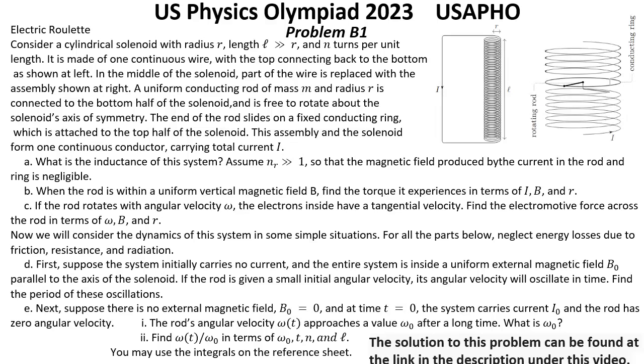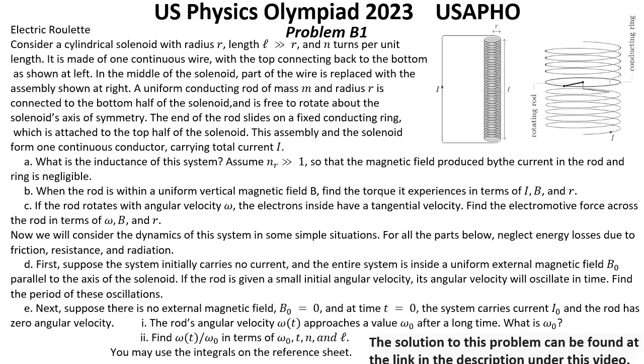Electric roulette. Consider a cylindrical solenoid with radius small r, length L much greater than small r, and n turns per unit length. It is made of one continuous wire, with the top connecting back to the bottom as shown at left. In the middle of the solenoid, part of the wire is replaced with the assembly shown at right.